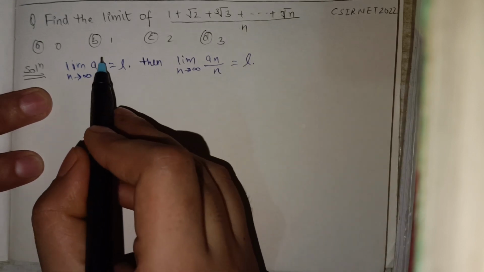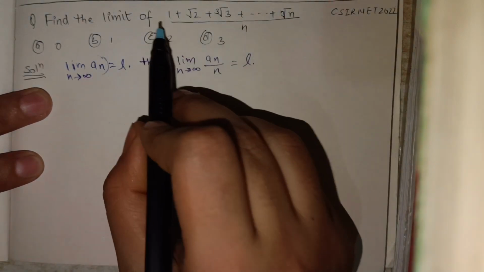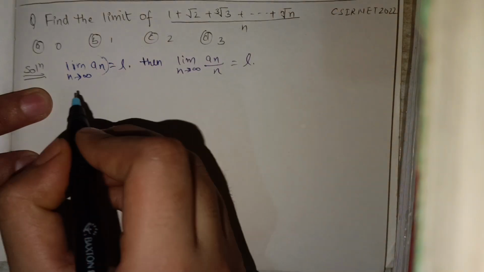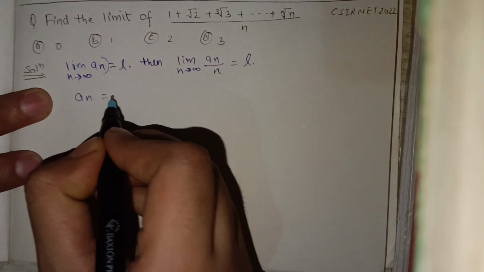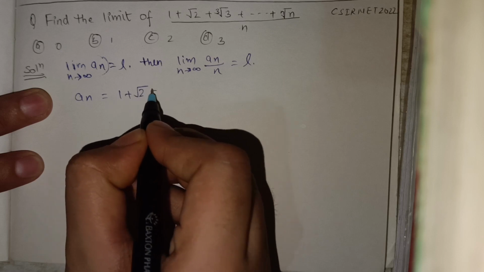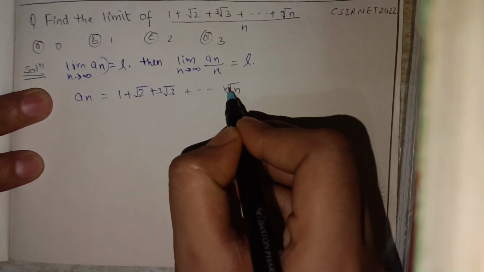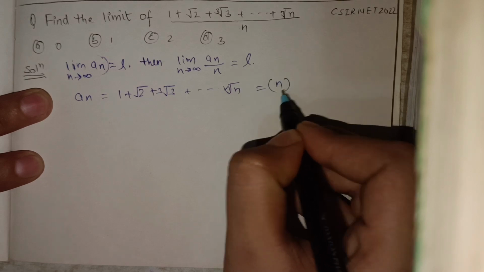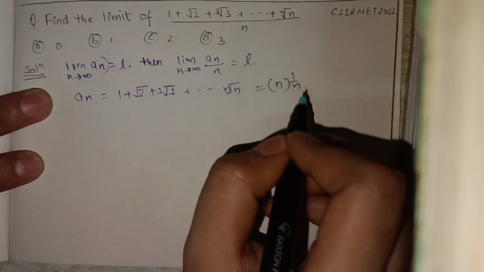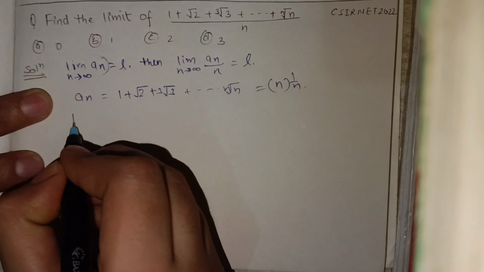So here, what is a_n? First we have to find the a_n of the sequence. What is the a_n of the sequence? a_n is equal to the nth root of n, which is equal to n to the power 1 upon n. This is a_n. So we have to find the limit of this a_n.